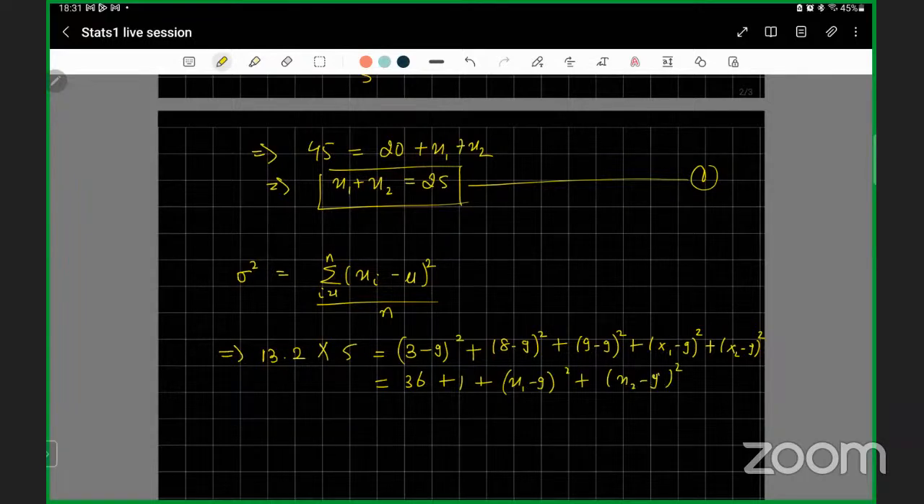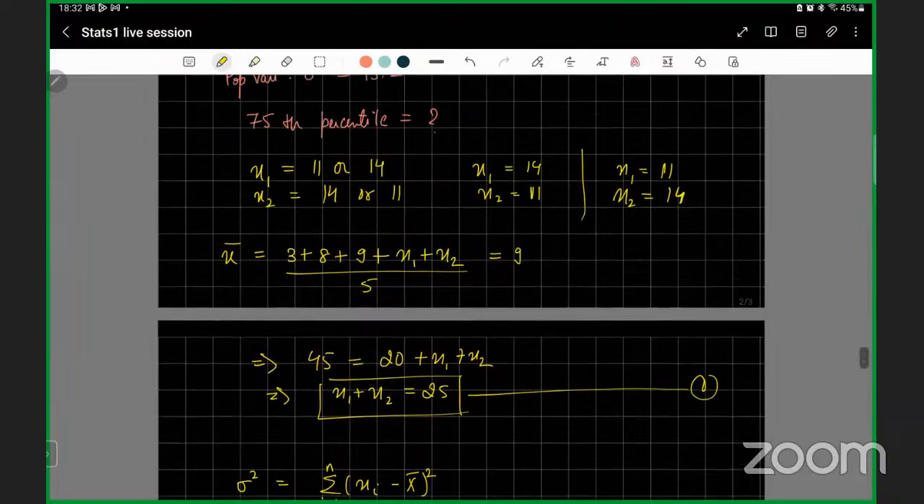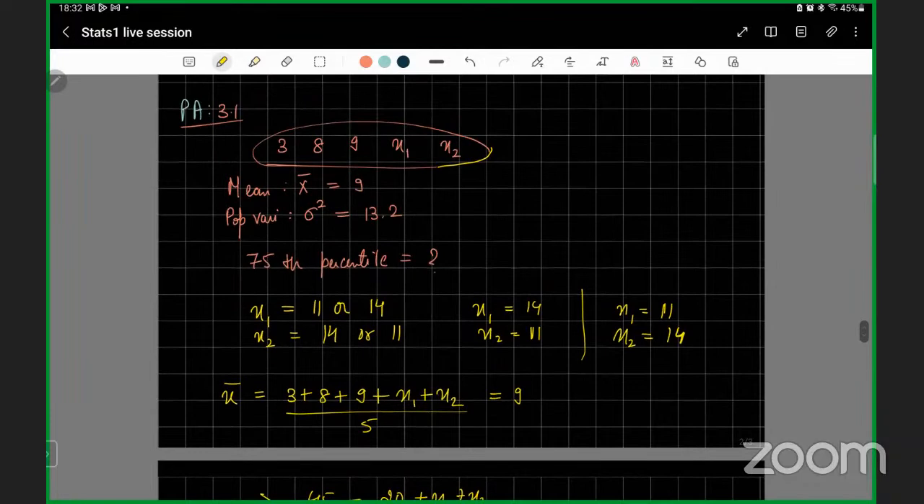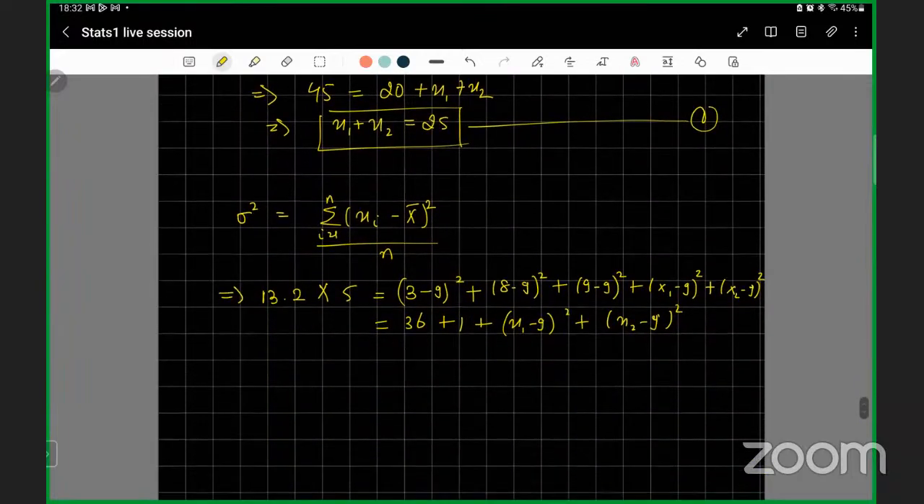Ma'am, why are we doing minus 9 whole square for everyone? Because this is variance, no? Xi minus mu. Mu is what? Let's write it x bar. So x bar was given to be 9. Okay. Our data. I'm just using the formula for population variance. Got it. So what is 13.2 times 5?